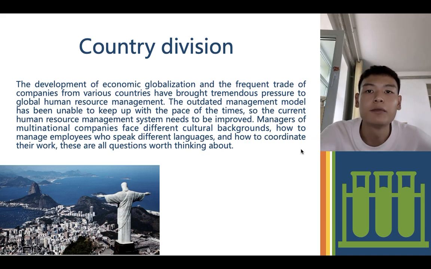Country division, the development of the economy, globalization, and the contact of companies from various countries have brought tremendous pressure to global human resource management. The outdated management model has been unable to keep up with the pace of the times. So the cultural human resource management system needs to be improved. Managers of multinational companies face different cultural backgrounds. How to manage employees who speak different languages and how to coordinate the work are all questions worth thinking about.